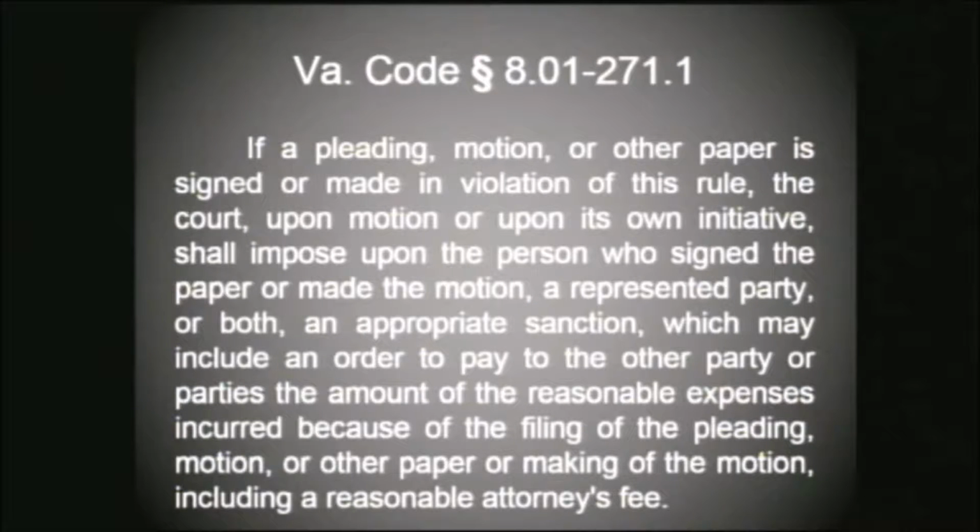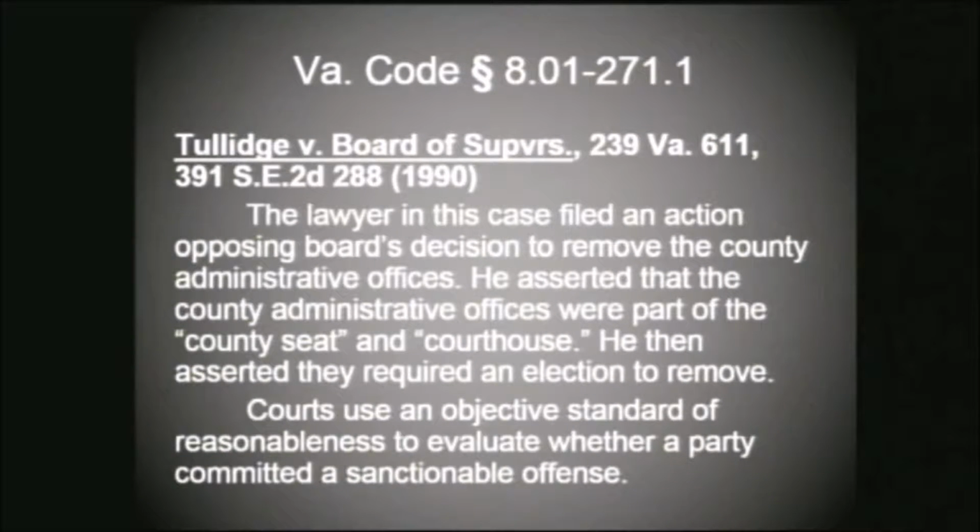Finally, if a pleading, motion, or other paper is signed or made in violation of this rule, the court, upon motion or sua sponte, shall impose upon the person who signed the paper sanctions. This is not a may impose. This is a shall impose. So if you bring this up to the court and you can prove that they violated Romanette I, II, or III, the court is supposed to sanction them. It doesn't say what they have to sanction them with. It could be a stern talking to, but it says shall be sanctioned. So that is an important wrinkle. Okay.